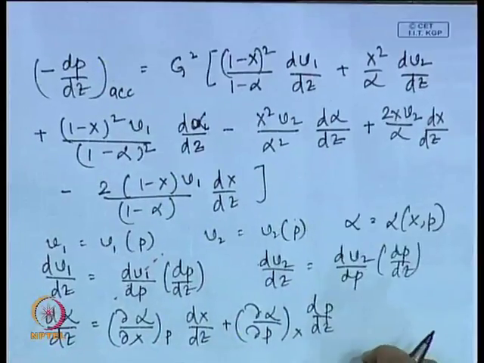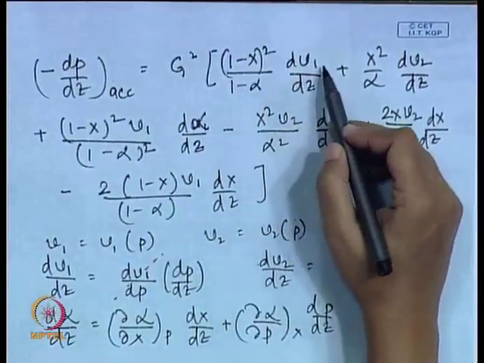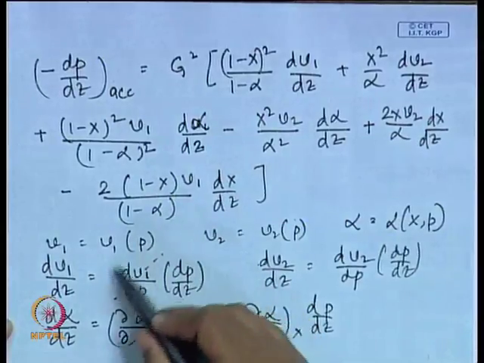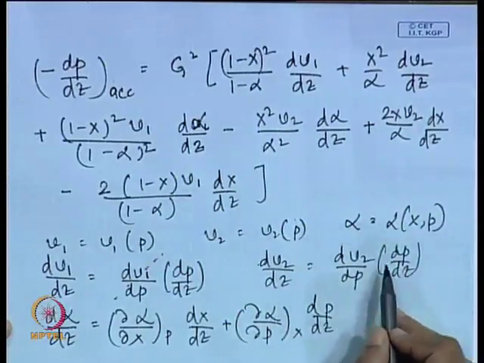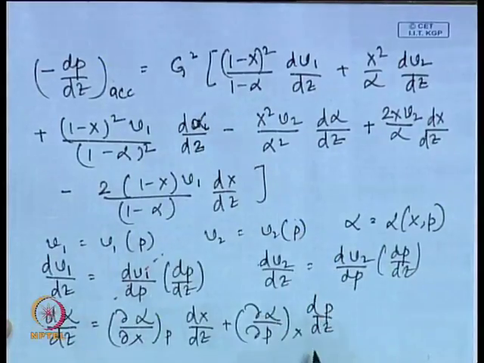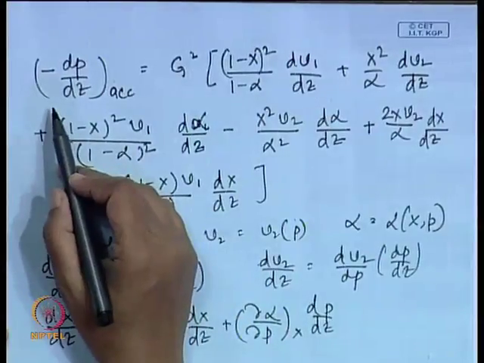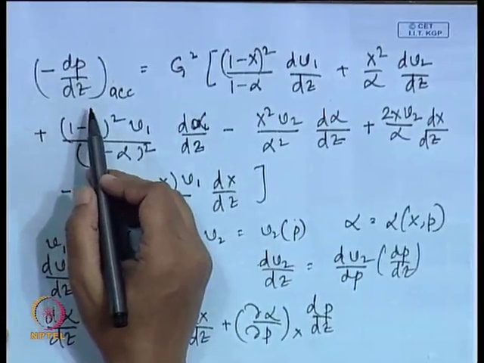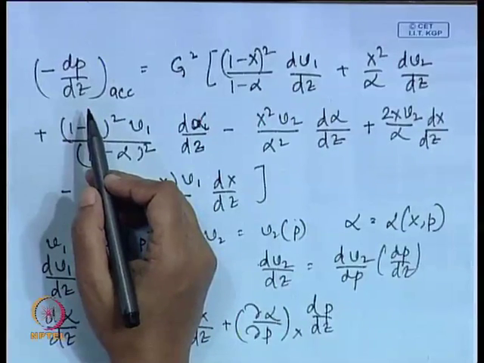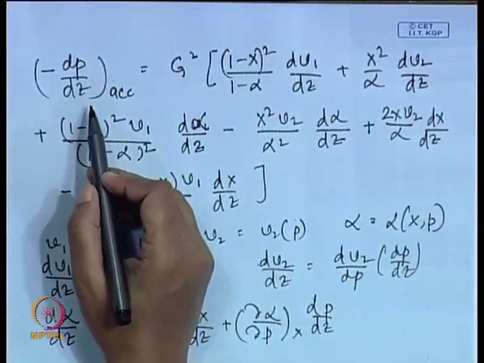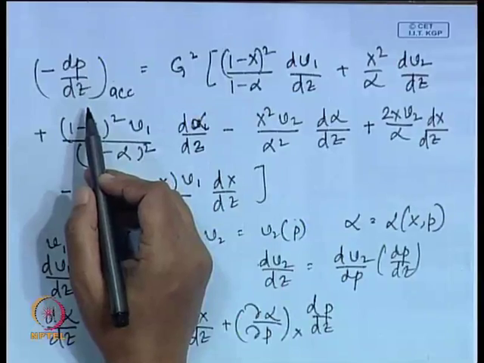Now, we can substitute, instead of dv1 dz, this particular term, instead of dv2 dz this, and instead of d alpha dz this particular term. That will give us the final acceleration pressure gradient. Is it clear to all of you? That will give us the final acceleration pressure gradient.